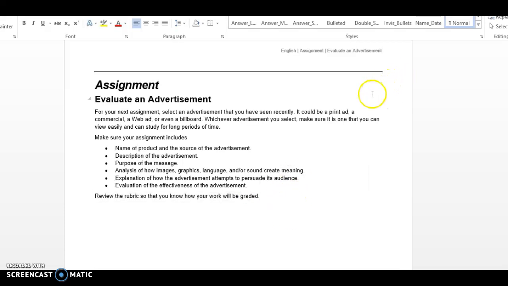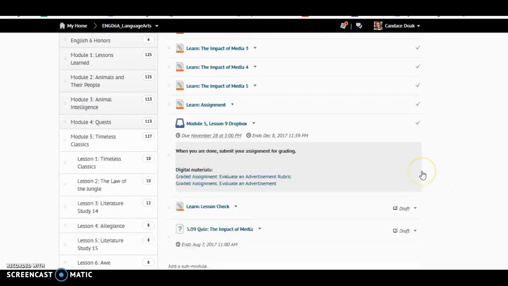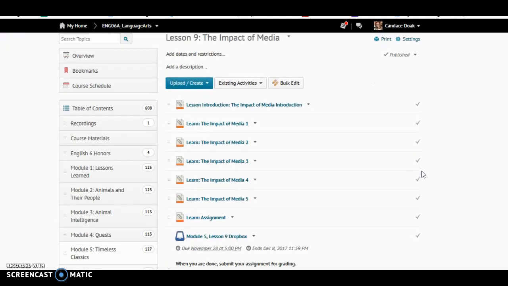If you have questions about this, please let me know, and we can try to figure out whatever is going on. And remember, this is Module 5, Lesson 9, and it is due November 28th. So if you need help with that, let me know.